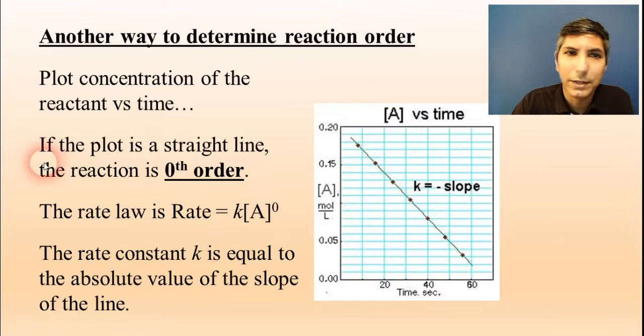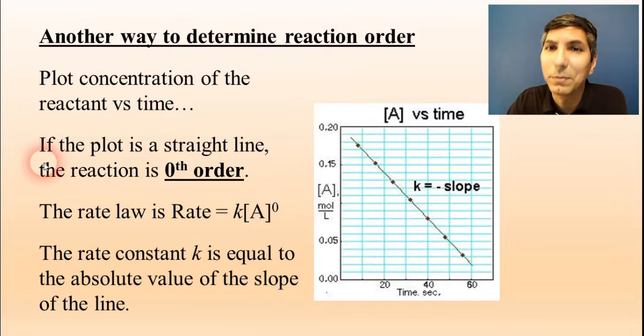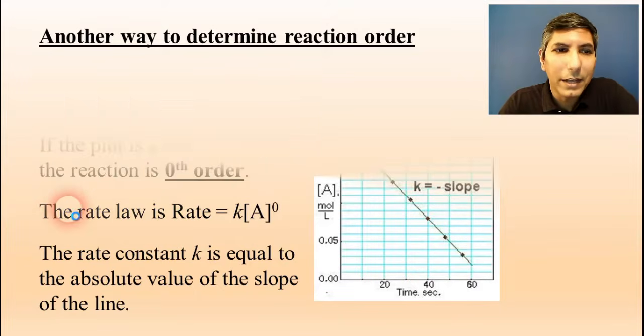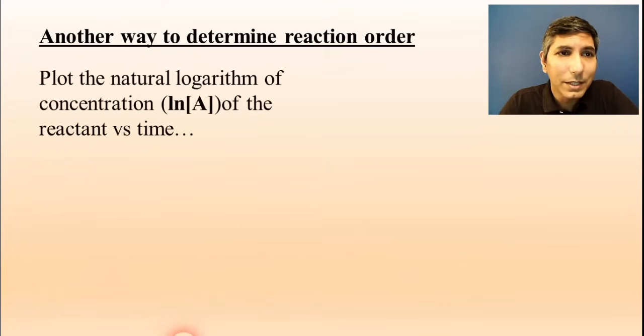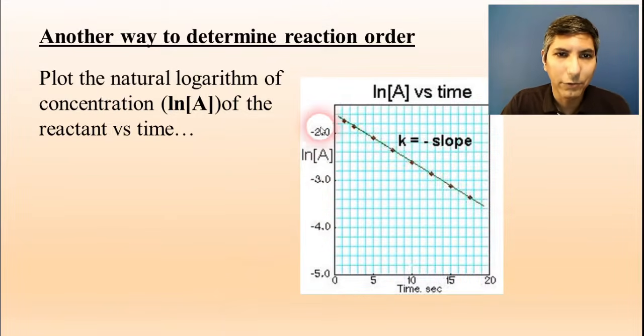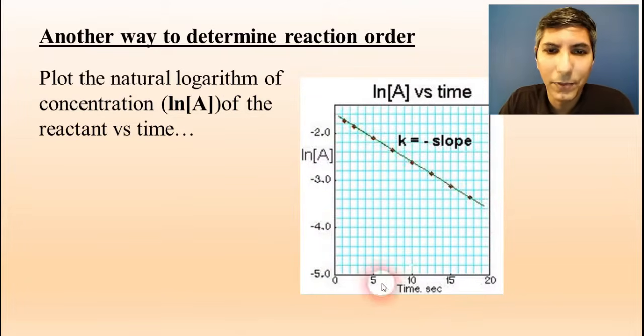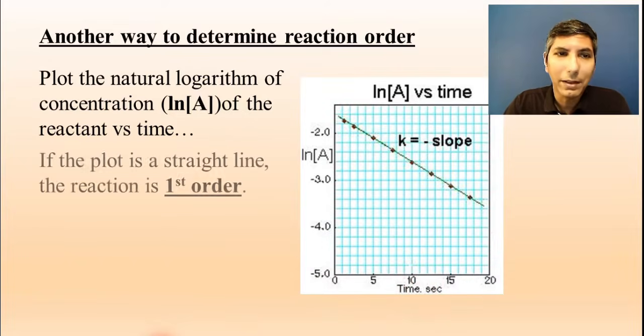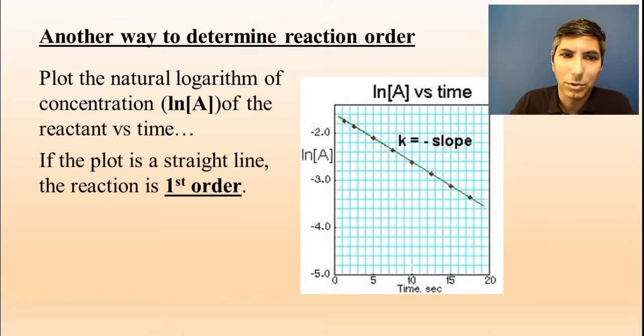Now, notice the word here, if. I said if the plot is a straight line. That means there's a good chance it's not going to be a straight line. Now, if that's the case, then let's make another graph. The next graph that you would want to make is a plot of the natural logarithm of concentration of the reactant versus time. So you make another graph. So natural log of the reactant would be plotted on the y-axis, and time is plotted on the x-axis. And if that graph gives you a straight line, then the reaction is first order.